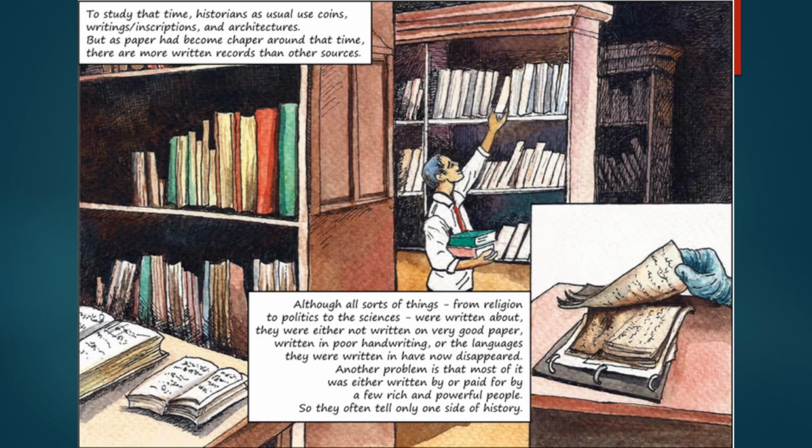But as paper had become cheaper around that time, there are more written records than other sources. Although all sorts of things from religion to politics to the sciences were written about, they were either not written on very good paper, written in poor handwriting, or the languages they were written in have now disappeared. Another problem is that most of it was either written by or paid for by a few rich or powerful people, so they often tell only one side of history.